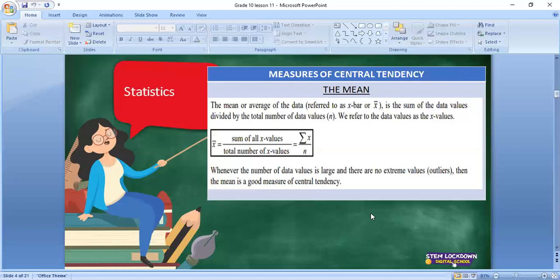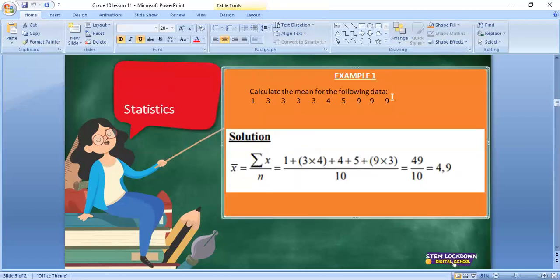Now let's see how this works. For example, calculate the mean of the following data. We have the data 1, 3, 3, 3, 3, 4, 5, 9, 9, 9. Now, how do you find the mean? The mean, X bar, is equal to the sum of X over N, the sum of all the numbers over N.